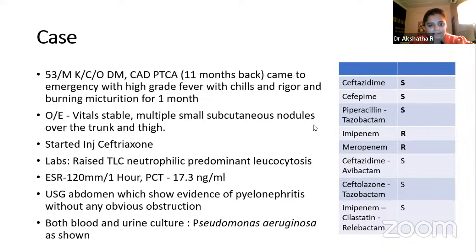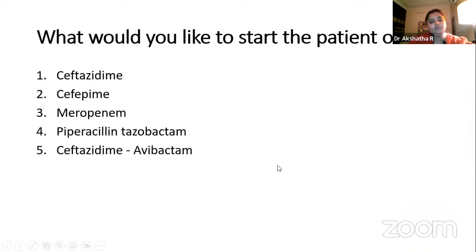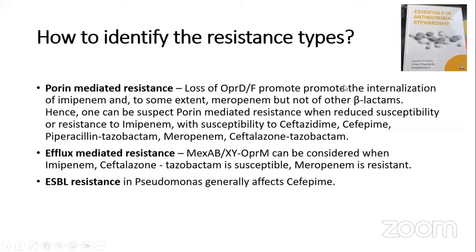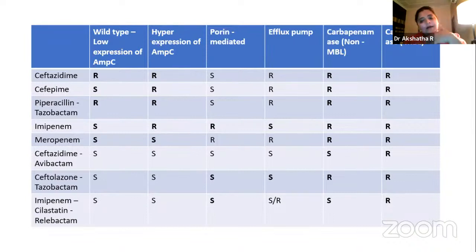Piptaz, cefta-avi, piptaz, cefta-avi, ceftazidime-avibactam. So for this, you need to understand how to identify the resistance type. Again, as I mentioned, porin type, efflux type, and others. Pseudomonas aeruginosa, as such, a wild isolate has low expression of the AmpC.